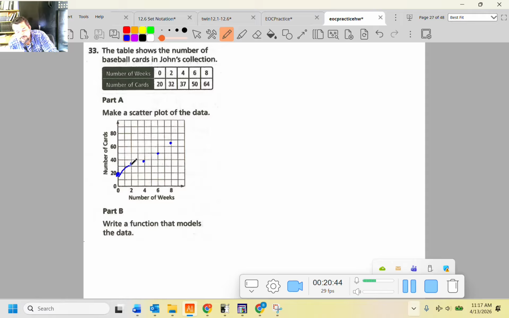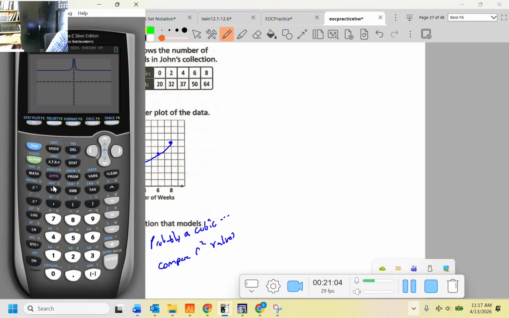Now, we're supposed to write a function that models it. I'm thinking it's probably a cubic. What we're going to do is compare our squared values. I think it's probably a cubic, just by looking at it. So I'm going to go to my TI-84, and the TI-84s that you get on test day will be cleared. I'm going to go to second catalog. I am going to look for something called diagnostics on. You can actually get there quicker by pressing that key right there. I'm going to scroll down to diagnostic on. I'll press the magic enter key.